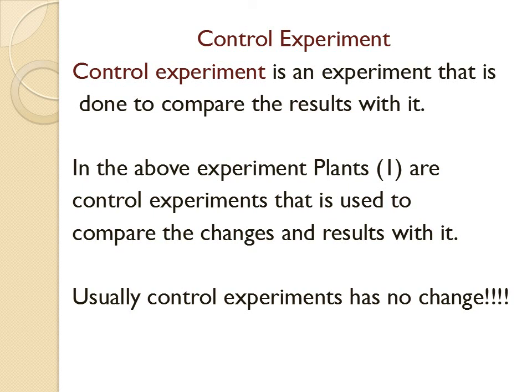So usually control experiments have no change. There is no change. In the others, we have plants grown without potassium, without nitrogen, but in plant 1, which is the control experiment, no change was made, and that is in order to compare our results with it.